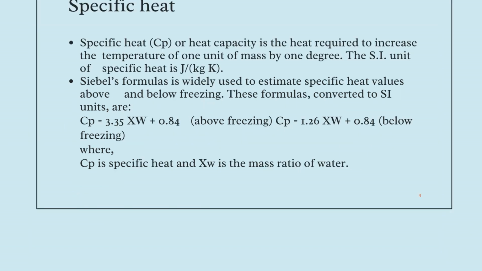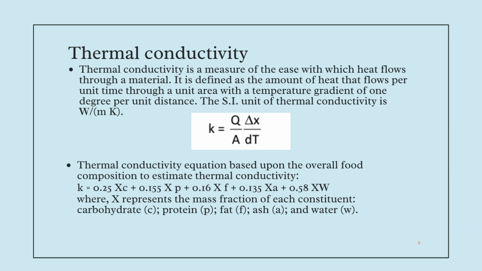Moving to next slide. Thermal conductivity. Thermal conductivity is how easily heat flows through a material. It's the amount of heat passing per unit time, area and temperature gradient. Unit watts per meter Kelvin. There's also an equation using food composition. K equals 0.25 times carbohydrate plus 0.155 times protein plus 0.16 times fat plus 0.135 times ash plus 0.58 times water. This means water and other food components affect how well heat spreads inside.